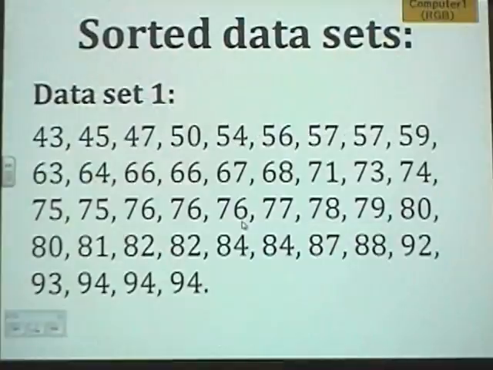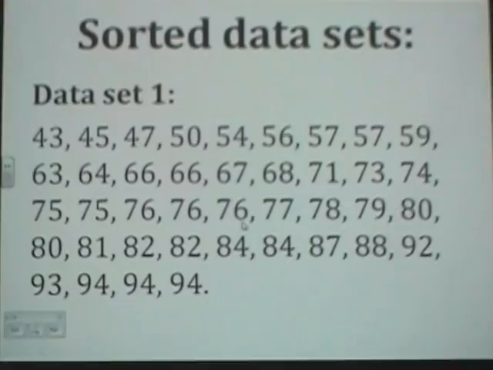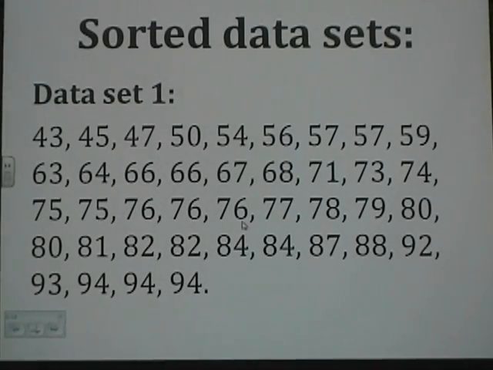Let me switch over to the data so that you can see it one more time. For the data set right here, your lowest value is 43, am I right? Your highest data value is 94, right? So your data range is anywhere between 43 and 94, which is reasonable to have for your first class.